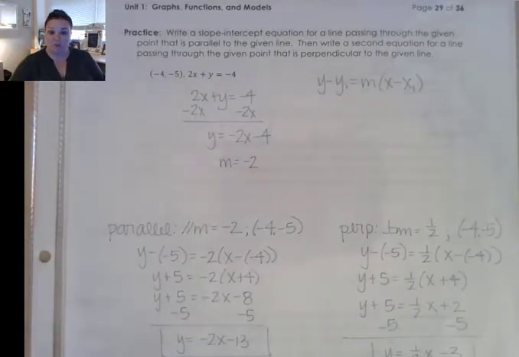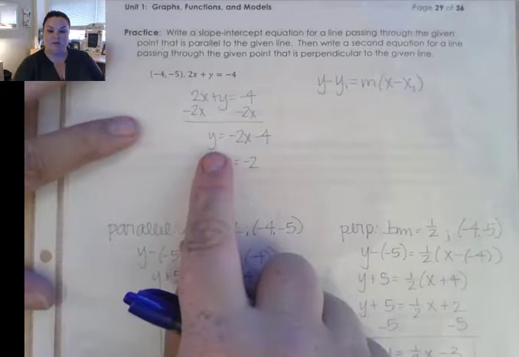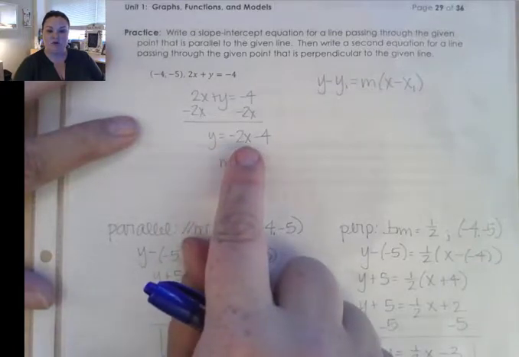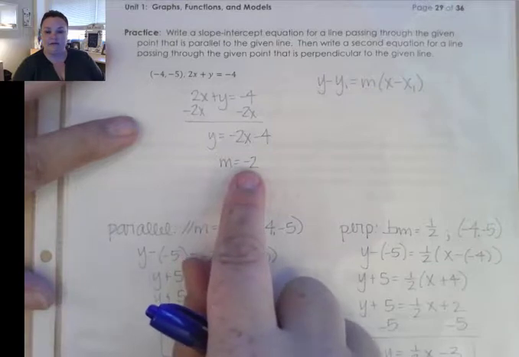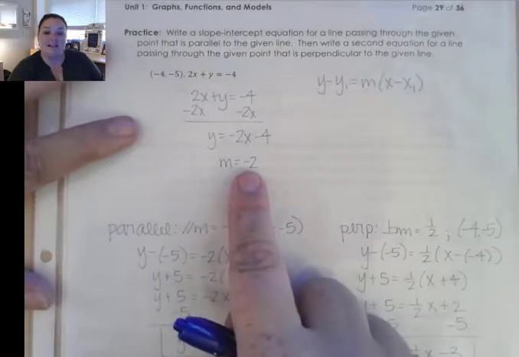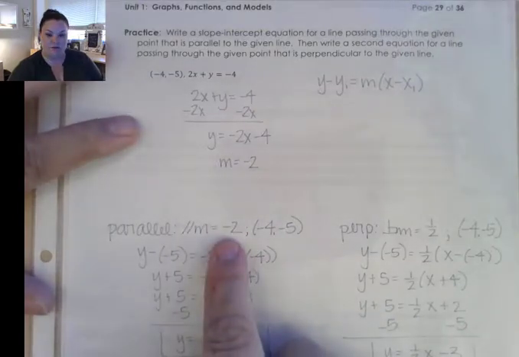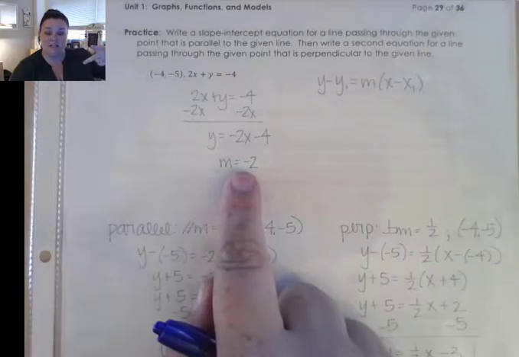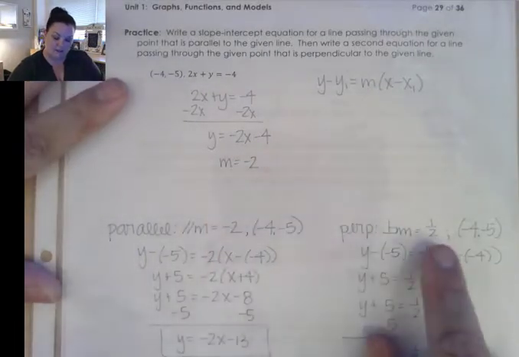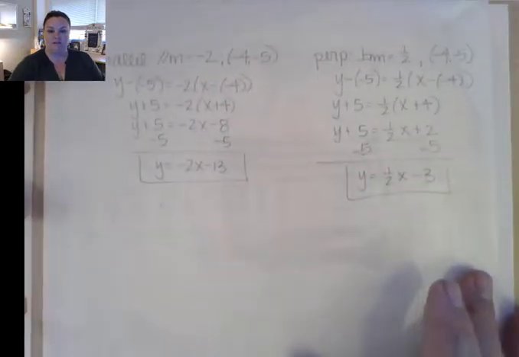All right, so the first thing we want to do is take the given line and solve it for y. When we do that, we end up with y is equal to -2x minus 4. So we can see here that our slope is going to be -2. So for any line that's parallel to this line, our slope is going to be -2. For any line that's perpendicular to it, we need to flip it and change the sign, which would give us a +1/2.